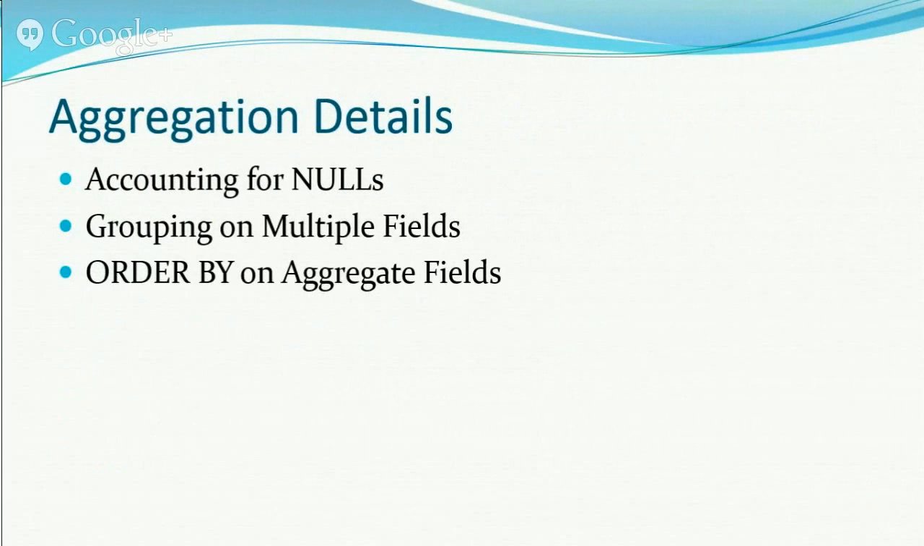of learn the details, like how does it account for nulls when you're doing a min or a max or a count? How can you group on multiple fields? What does that look like? And how do you order by aggregate fields or non-aggregate fields when they are mixed together?